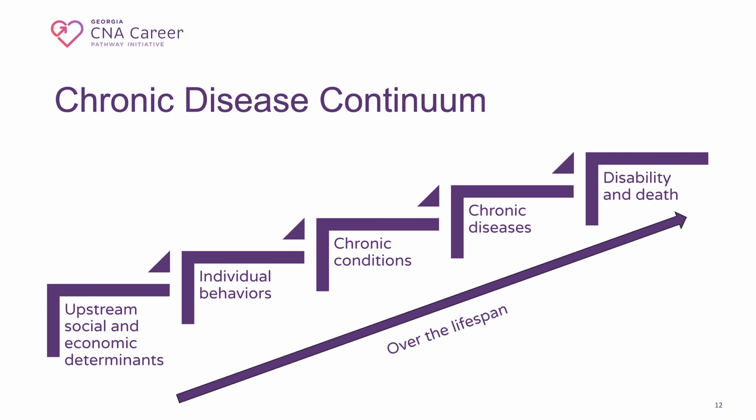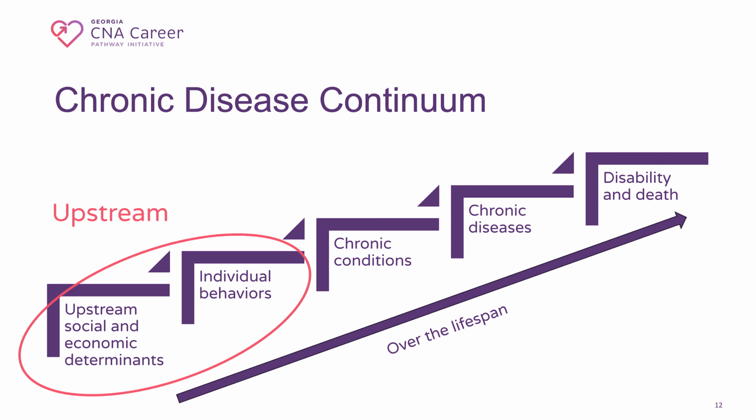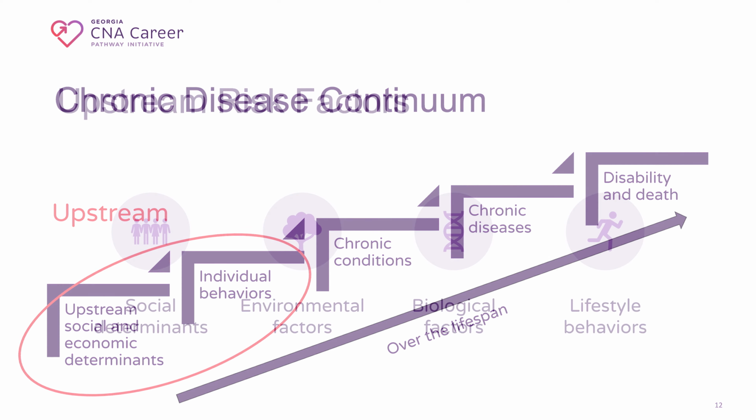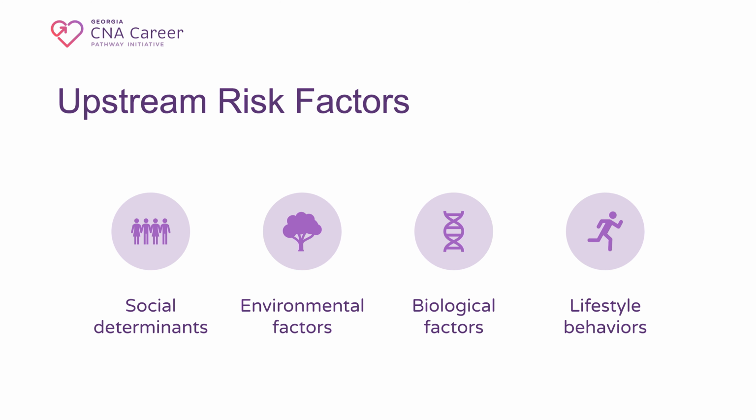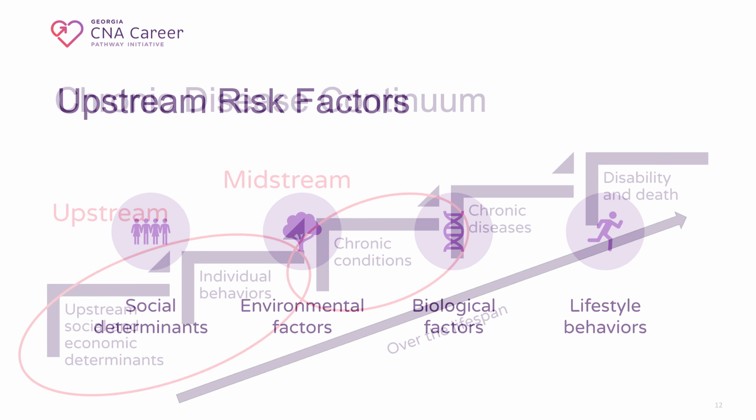Let's walk through this continuum in a little more detail. Upstream risk factors are those that influence health. Some of these factors are modifiable, while others are non-modifiable. Social factors and physical conditions in the environment also play a major role in health. Health is associated with where people are born, live, and reside. Biological factors may put some people at a greater risk of developing diseases, such as a family history of breast cancer or cardiovascular disease. However, many chronic diseases are attributed to lifestyle behaviors, such as poor diet, smoking, or inactivity.